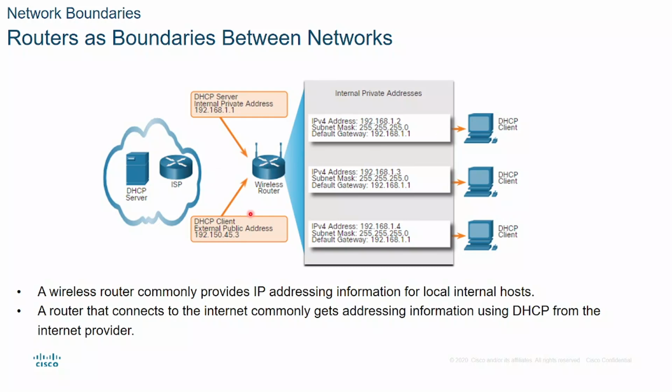A wireless router commonly provides the IP address information for local internal hosts. Routers that connect to the internet commonly get addressing information using DHCP from the ISP.